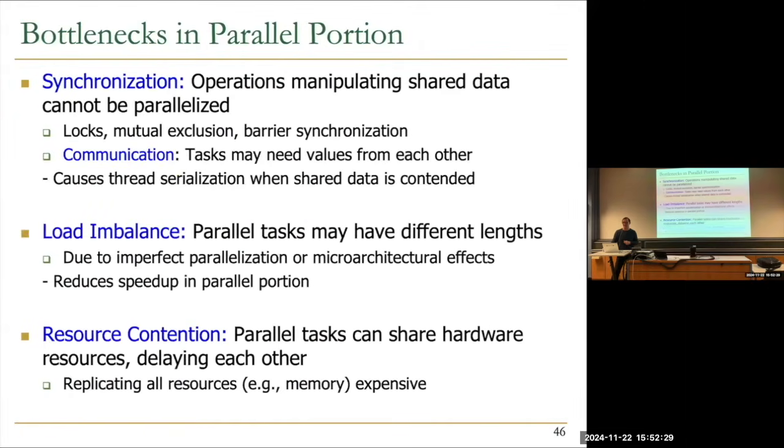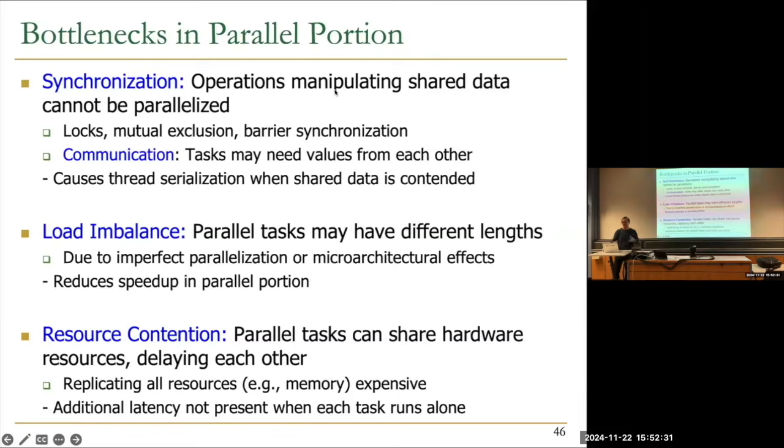We've also discussed bottlenecks in the parallel portion. Again, I will not go through this in detail. This is just an overview. Essentially, synchronization operations manipulating shared data cannot be parallelized, so you need locks, mutual exclusion, barrier synchronization. I also said yesterday that this is also communication. Essentially, whenever tasks may need values from each other, you need to synchronize them. You can think of this as communication or synchronization, basically. And we've already discussed that. This is called thread serialization when shared data is contended. We also talked about load imbalance. This is either imperfect parallelization or microarchitectural effects. Parallel tasks may have different lengths. And we've already talked about resource contention a lot in these lectures. Parallel tasks can share hardware resources, delaying each other, right?